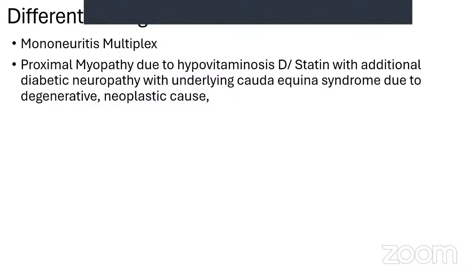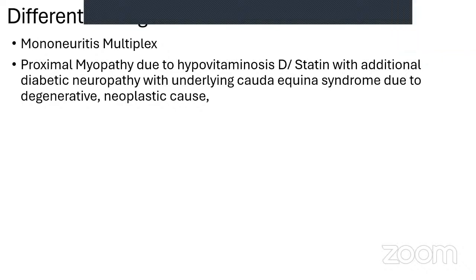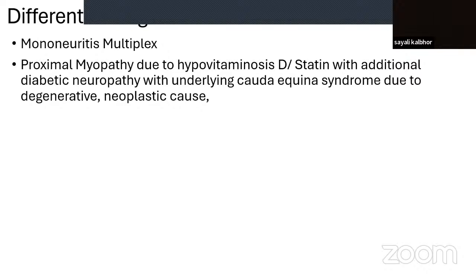Okay, carry on. I've put mononeuritis multiplex and proximal myopathy due to hypovitaminosis D, statin, with additional diabetic neuropathy with underlying cauda equina syndrome due to some degenerative and neoplastic cause. So that was my DD. Statins also cause neuropathy. You should understand this. But then, Saili, proximal myopathy due to hypovitaminosis D, what are the reflexes, knee jerk normally? It will be preserved.